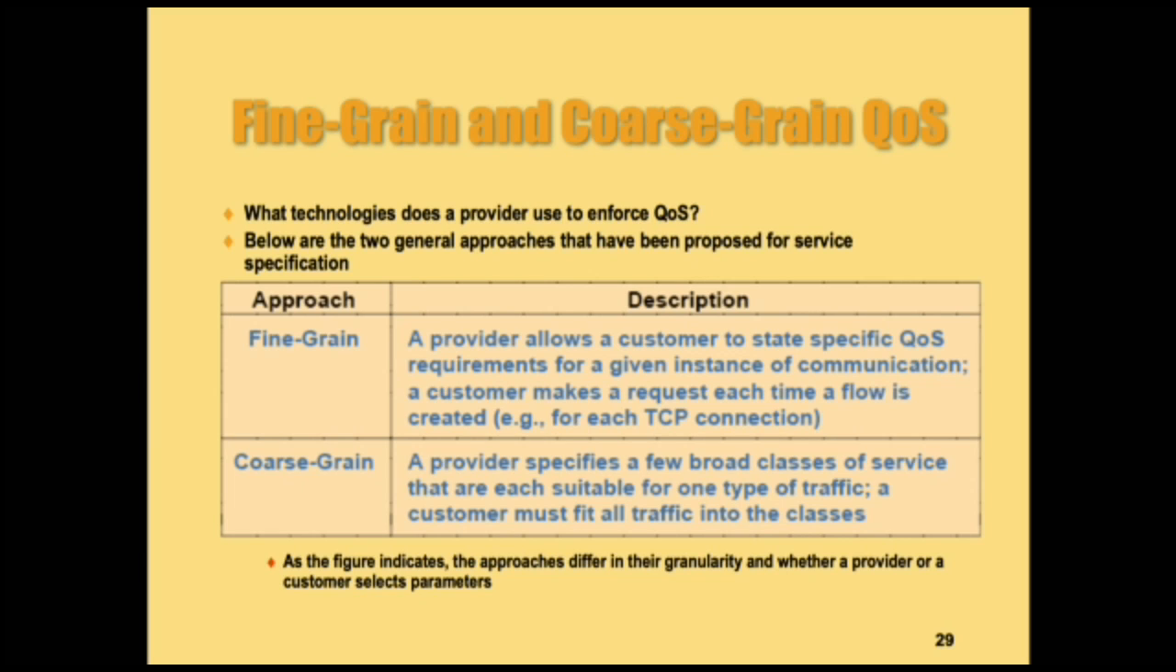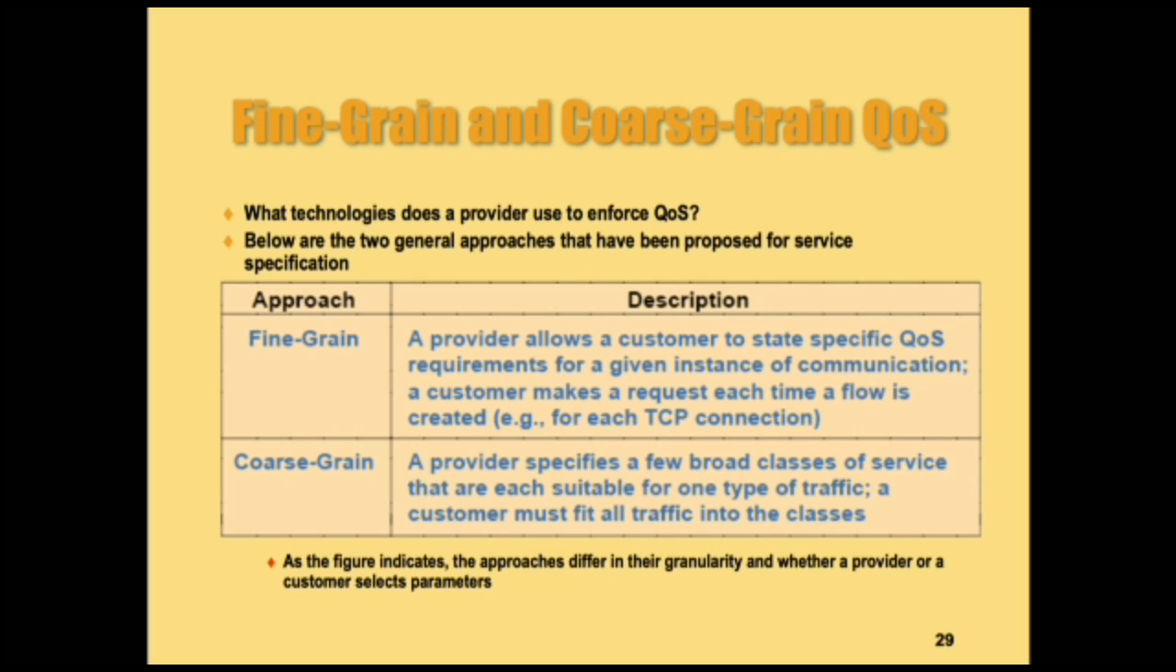And with a fine-grained approach, we try to have the network meet each stream's requirements. And the easiest way to think about it in TCP/IP networks is for a TCP connection. We establish a TCP connection, and then at the same time we have some requirements on that TCP connection.